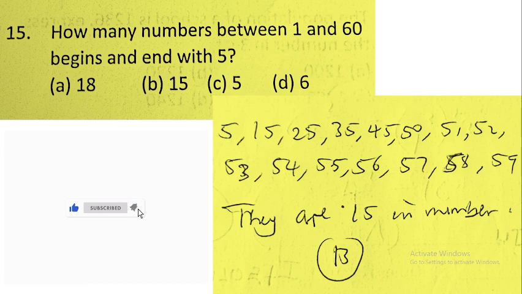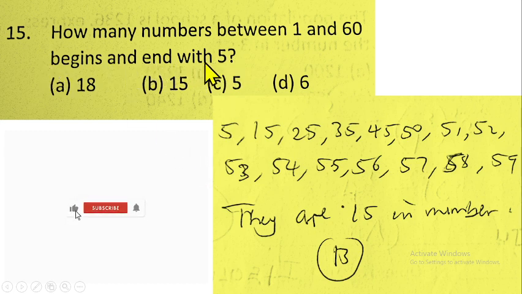The numbers that start and begin with 5 are 5 and 55, but based on the options we have here, none of the options is correct. This was supposed to be "or", not "and". The question is supposed to be: how many numbers between 1 and 60 begin or end with 5?